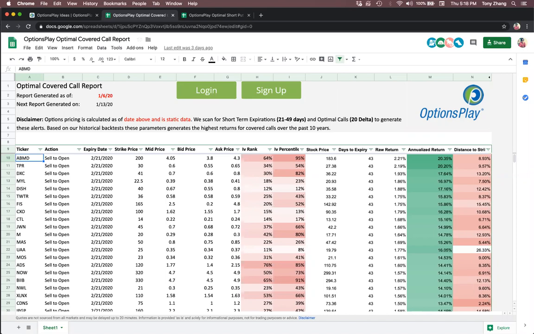Donald saying, could you show which stocks in the covered call report also have dividends in the next 30 days? So we currently don't have that, but I do have earnings dates coming, and I can take a look at seeing if we can add dividends to this report. So Donald, thank you for that input. We will take a look at that.